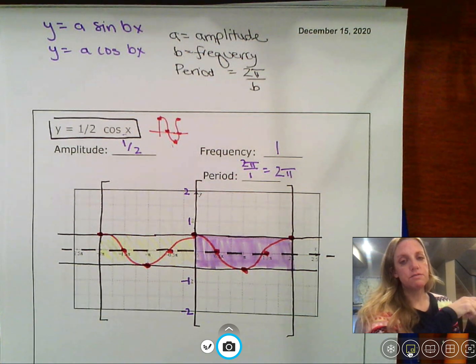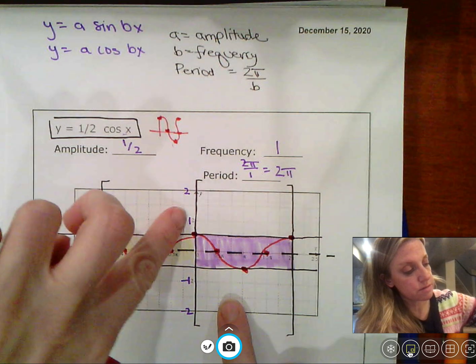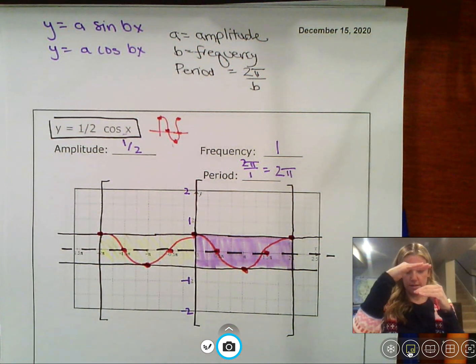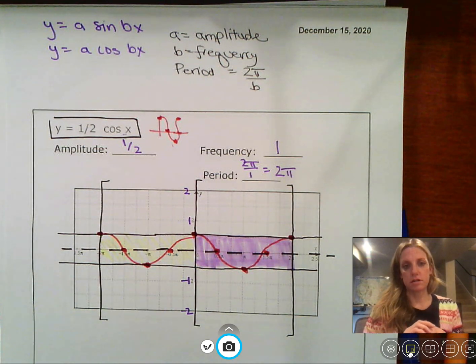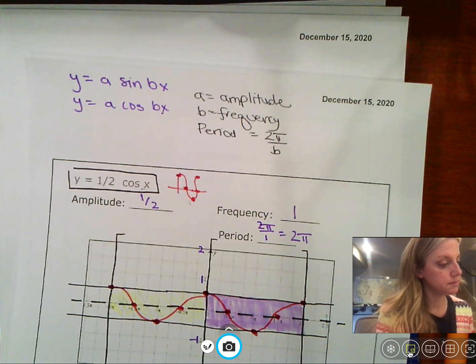The thing that's different about this compared to y equals cosine of x is that y equals cosine of x would have started higher up at 1, so it would have been stretched out. This one was made a little bit shorter. All right, pause it if you need to. Let's go on to the second example.